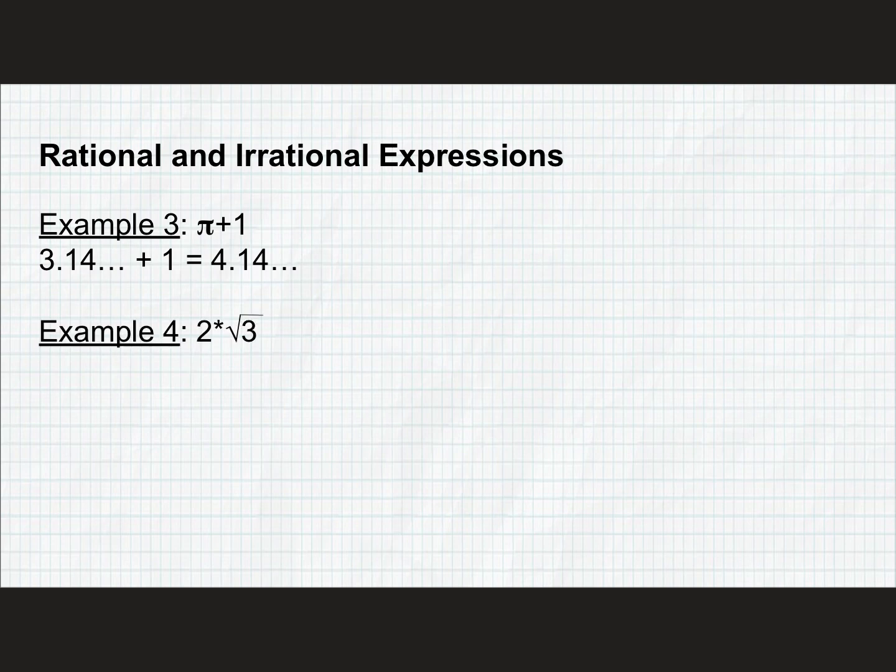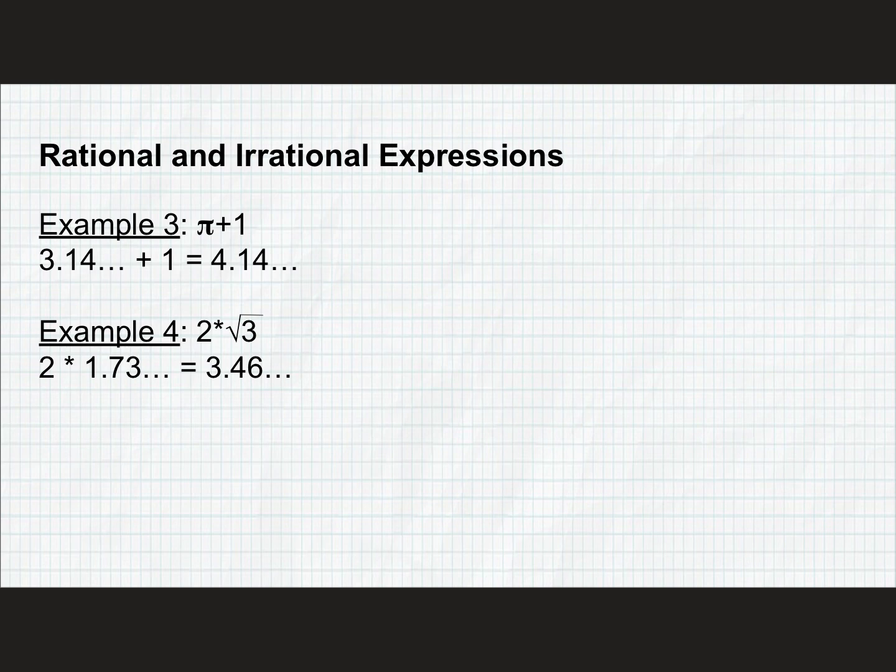Now let's try another one. 2 times square root of 3. Although 2 is rational, square root of 3 is the irrational number, which expands to 1.73 and so on. So it is an irrational number. Multiply these and you'll get 3.46, and so on and so forth. 2 times an infinite expansion is an infinite expansion. So this expression is irrational, just like square root of 3.